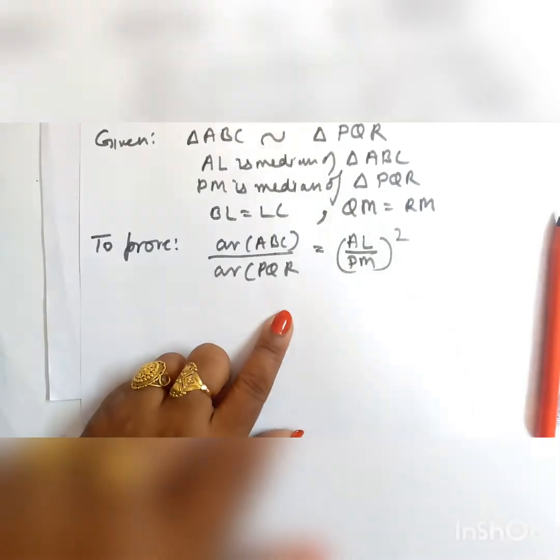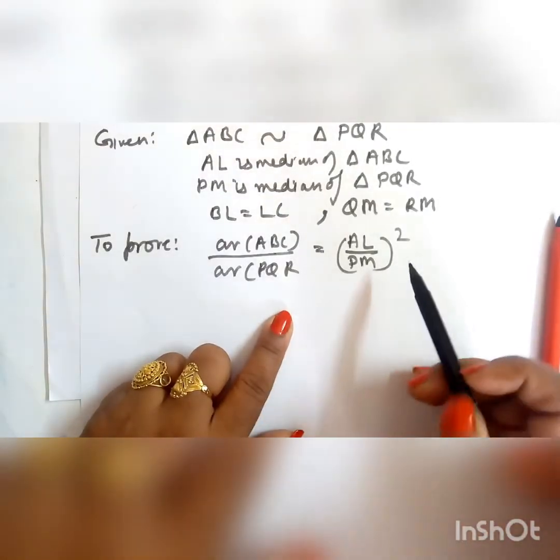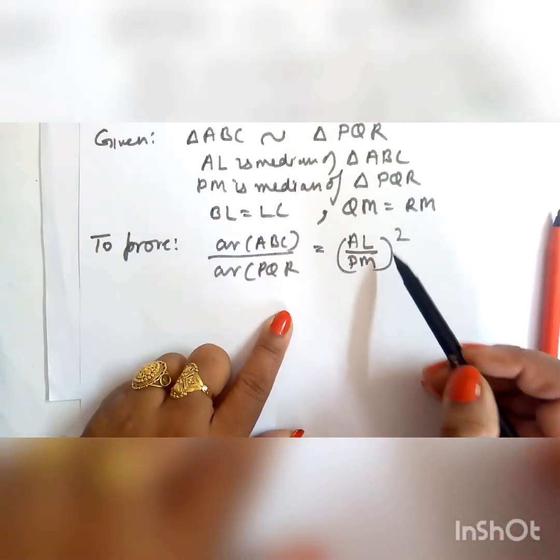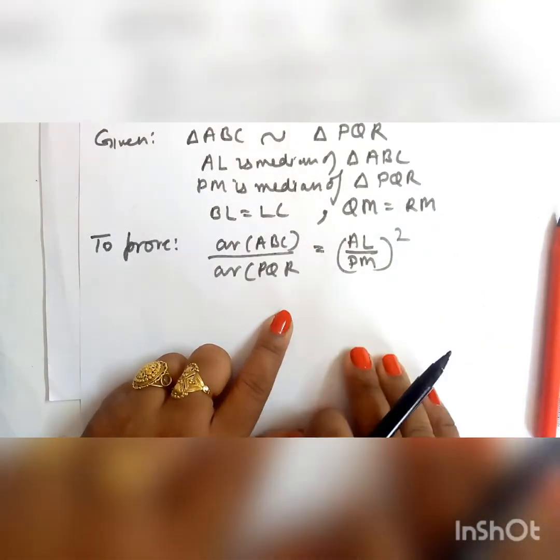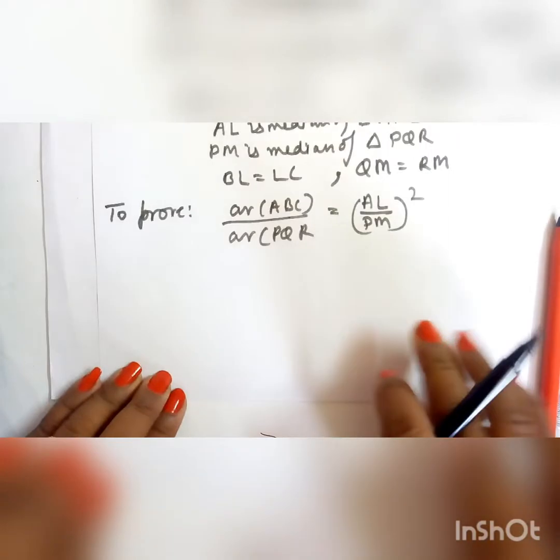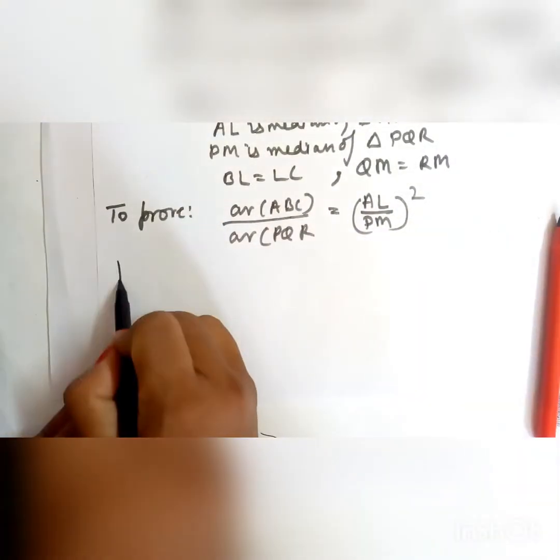Means we have to prove that the ratio of their areas is the square of the ratio of their corresponding medians. That we need to prove. Now let's start. Proof. How we can prove that?